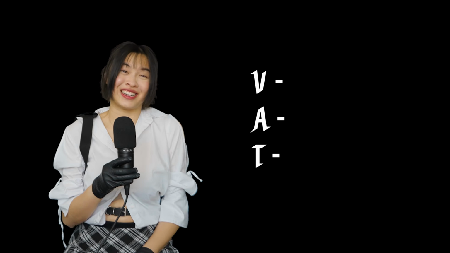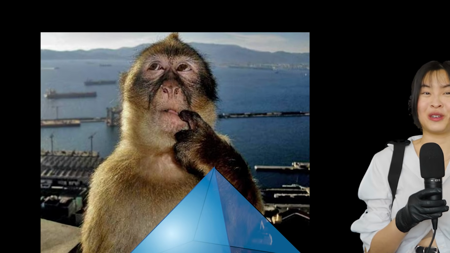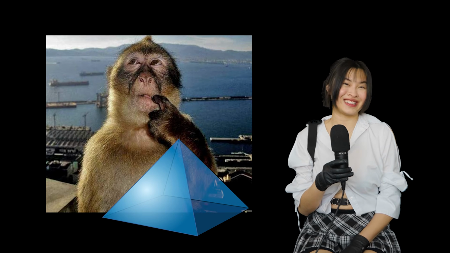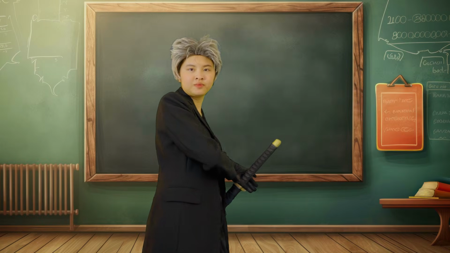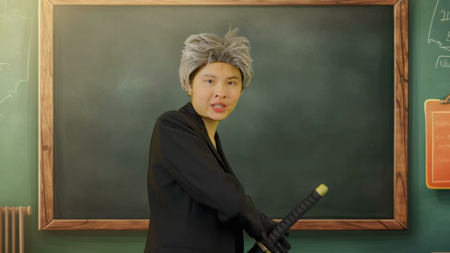First, starting with V. No, not that V! The V in VAT stands for vertex. Now, you may be wondering what the vertex of vertex is, and luckily for all of us, elementary school math has the answer. Hey kids, know what a vertex is?